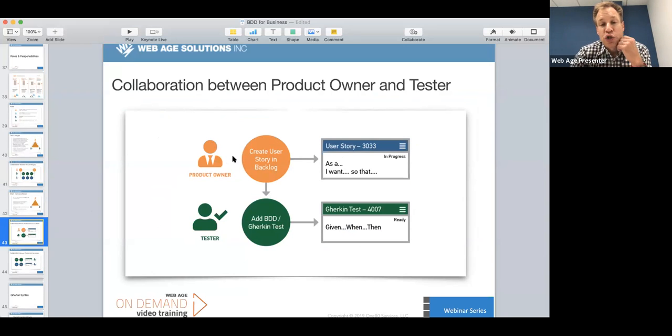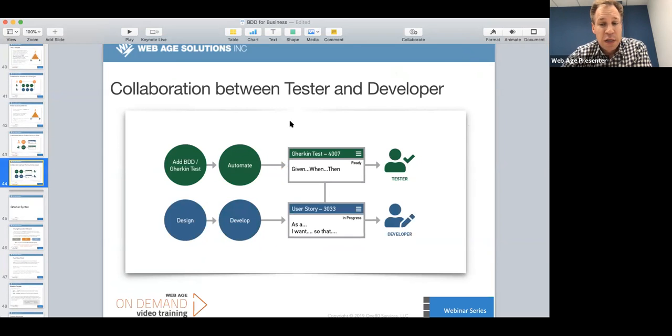If you're using tools like TFS or Jira, these things can be built and used inside of the tool, right? In TFS, if you're using Test Plans, you can create the Gherkin test there and the user story as a user story, and then you can connect them together. And Jira has, I can't remember what they call it, but they do the same thing. So this stuff can be tracked in those tools.